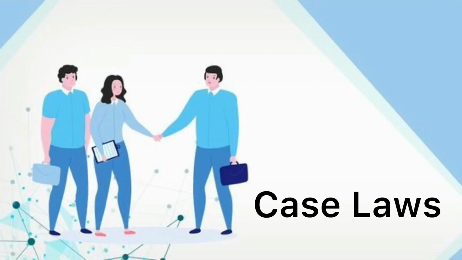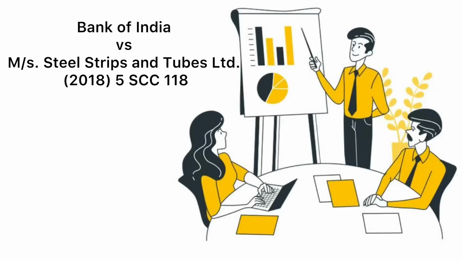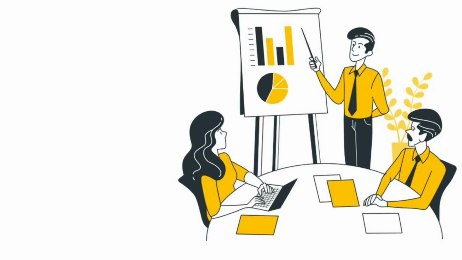Now, let us see some case laws. Bank of India versus Steel Strips and Tubes Limited. In this case, the Supreme Court of India held that a guarantor is entitled to the benefit of the rule of pari passu distribution. This means that if there are multiple guarantors for the same debt, the creditor must distribute the proceeds of any recovery equally among the guarantors.